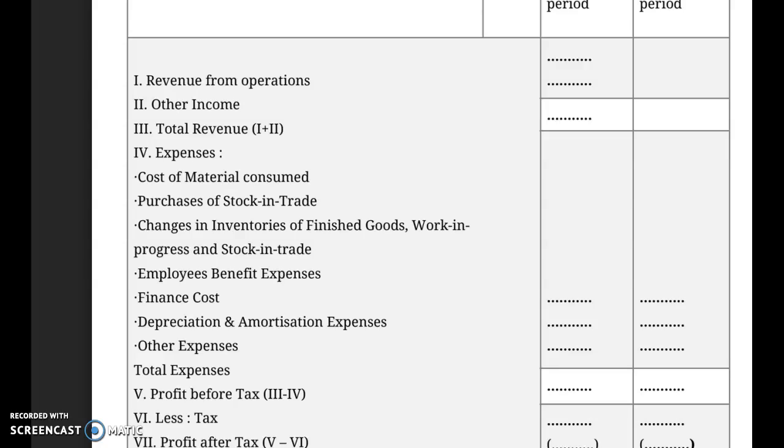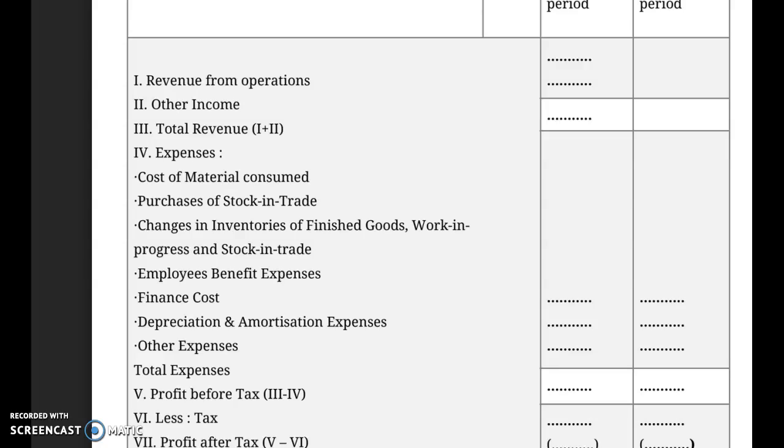Then there is the other income, that is the credit side income to be added. Then total revenue. Total revenue becomes part of the trading account. Then we will deduct the expenses. First, those expenses will be deducted which are included under the trading account, and these include the cost of material consumed, purchase of stock in trade, and changes in the inventory of finished goods, work in progress and stock in trade. And then we will start with the profit and loss account items, and these include employee benefit expenses, finance cost, depreciation and amortization expenses, other expenses, then total expenses.